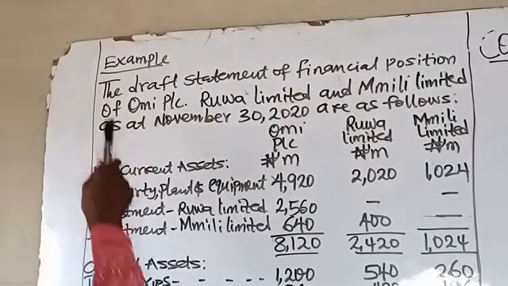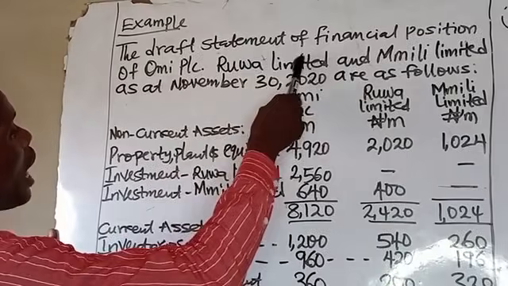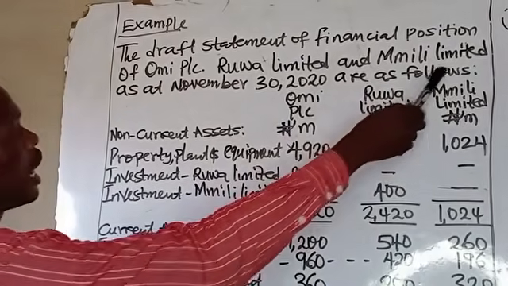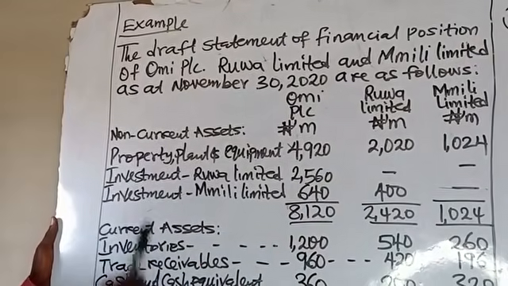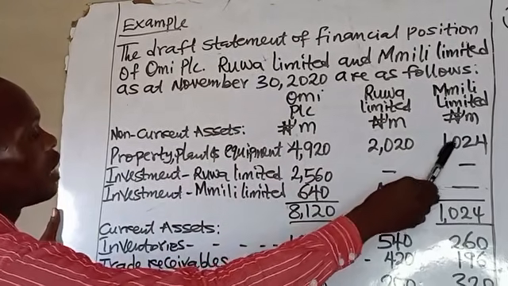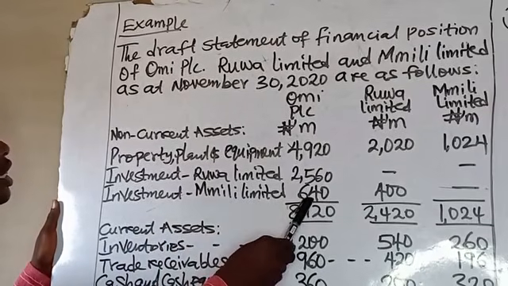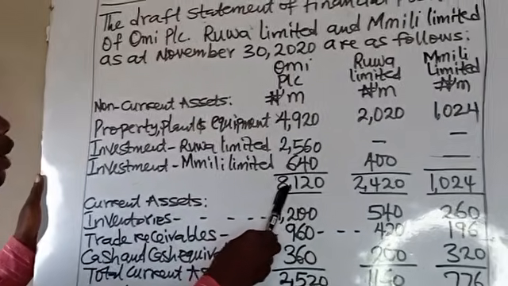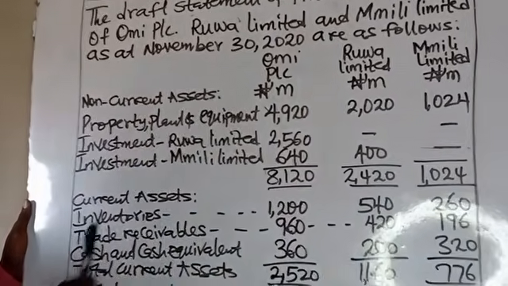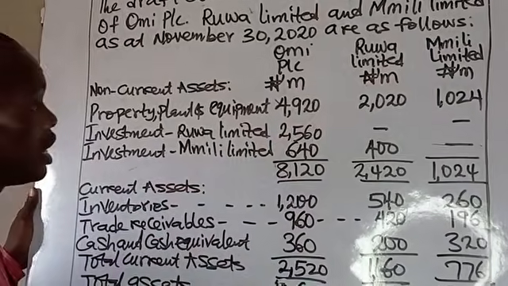Now, example. The draft statements of financial position of OMI PLC, Ruwa Limited, and Mili Limited as at November 30, 2020 are as follows. Amounts in millions of naira. We have non-current assets. Property, plant and equipment, 4,920, 2,020, 1,024. Investment in Ruwa Limited, 2,560. Investment in Mili Limited, 640 and 400. Total of the non-current assets for OMI PLC, 8,120, 2,420, and 1,024. We have current assets, inventories, 1,200, 540 and 260 for OMI PLC, Ruwa Limited, and Mili Limited respectively.